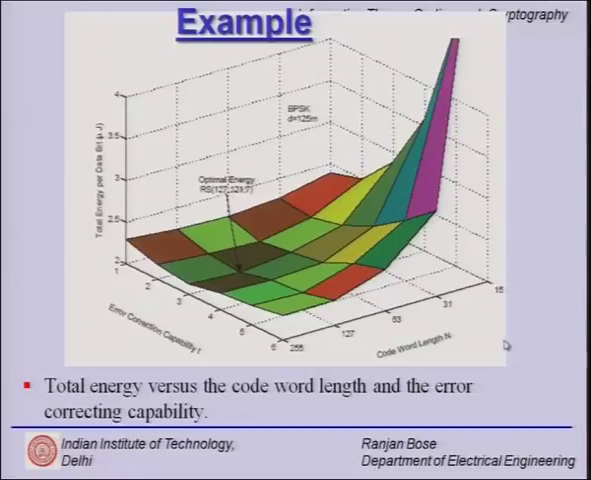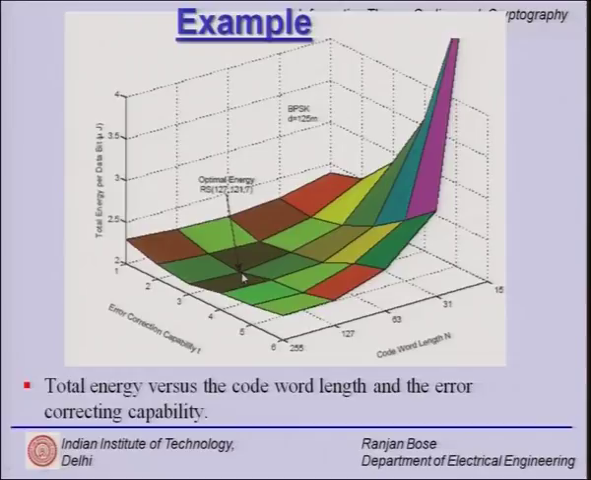Now, if you look at it from another perspective, suppose on this axis you have the code word length, on this axis you have the error correcting capability, and on the z axis you have the total energy per data bit in terms of microjoules. So, we are plotting the total energy versus the code word length and the error correcting capability together. You can get a feel that, for example, the optimal energy comes here for RS 127, 121.